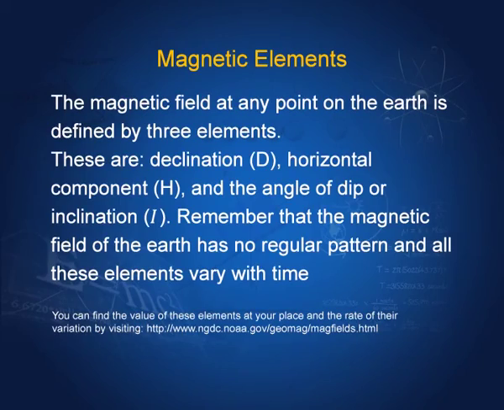And if you want to find out the magnetic elements at your place, please visit this website, www.ngdc.noaa.gov, and you can feed the coordinates of your place and you would get all the elements. I will show you how I have got the elements at Delhi.